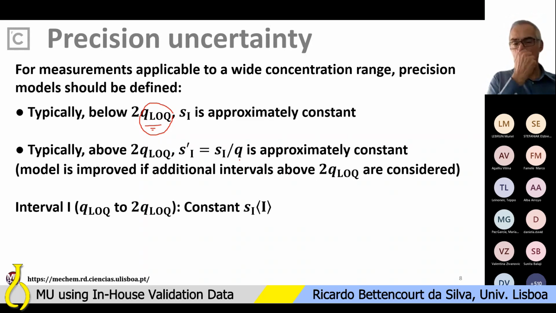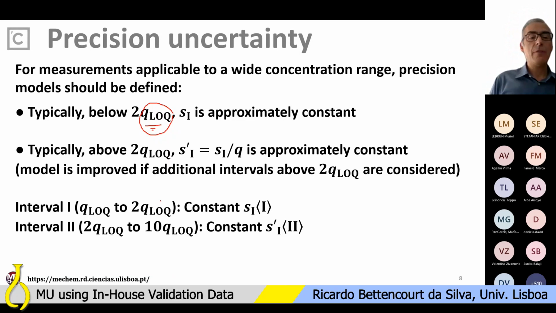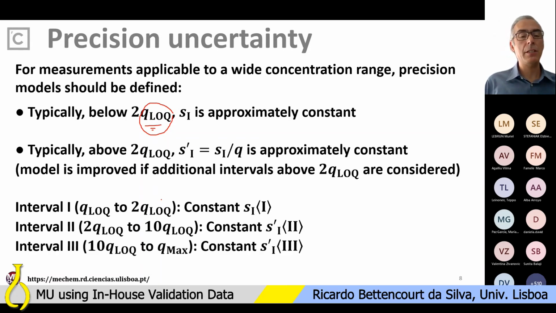So how does it work? Typically you define a first interval between the limit of quantification and 2 times the limit of quantification, where the precision standard deviation is constant. Interval 2 is typically between 2 times the limit of quantification and 10 times that limit, where we have a constant relative precision standard deviation. And typically you have another interval between 10 times the limit and the maximum concentration of your analytical range, where we have a constant relative precision standard deviation that is a little lower than in interval 2.